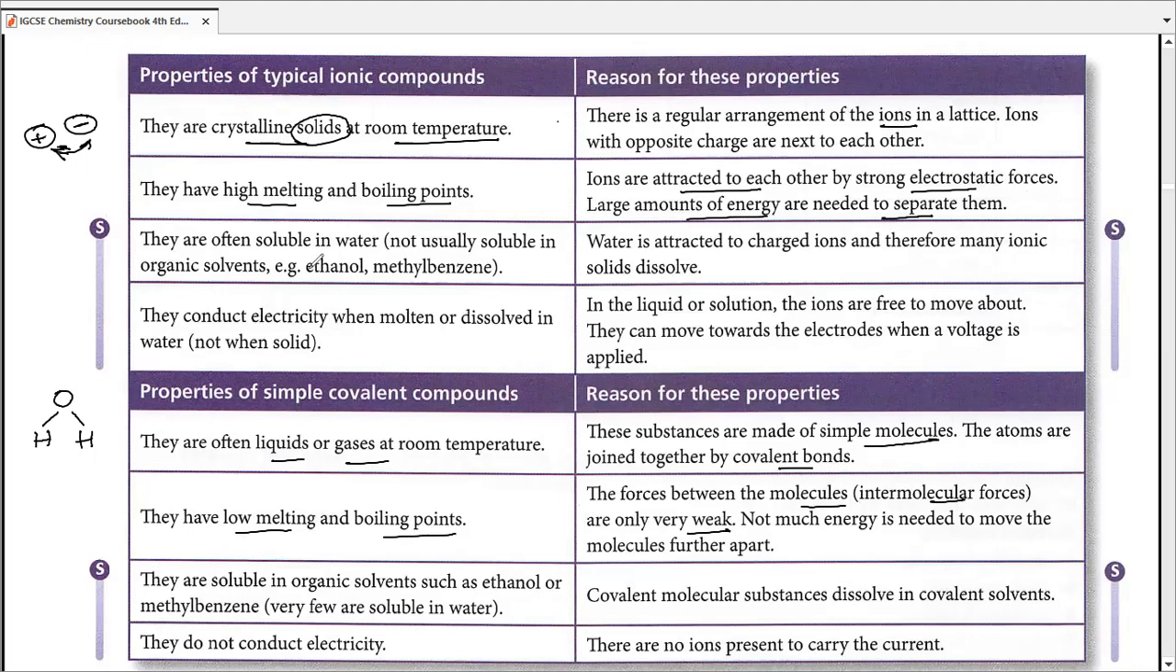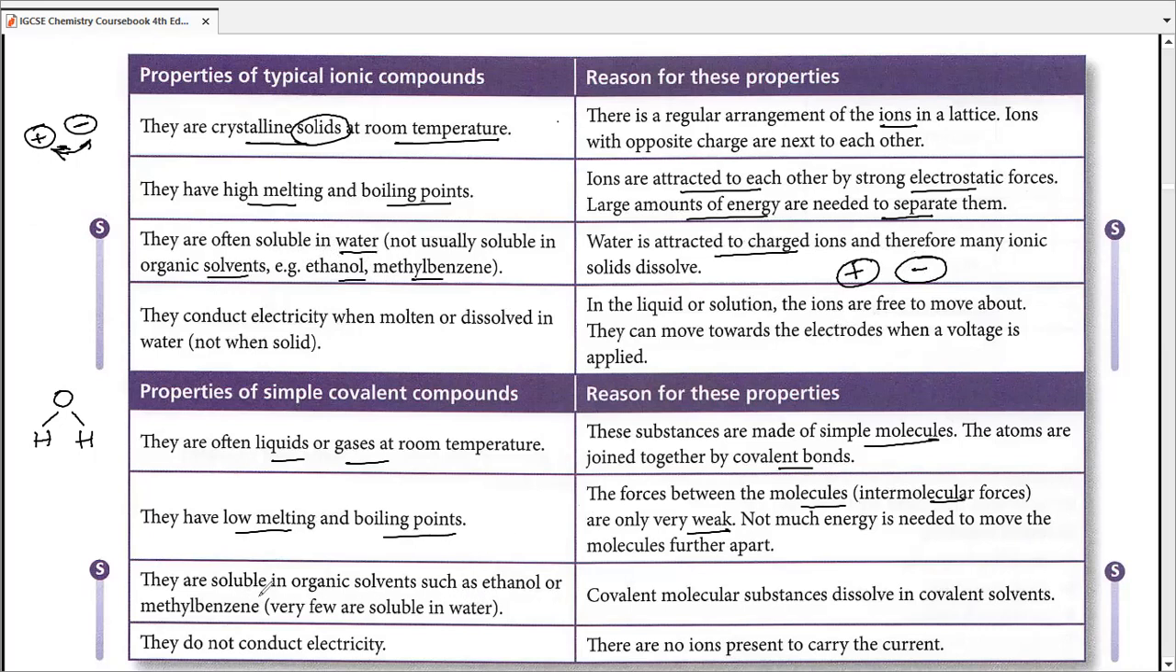If we talk about the third point, ionic compounds are often soluble in water. They're usually not soluble in organic solvents such as ethanol or methylbenzene. That's because water is attracted to charged ions. Water has the capability to dissolve positively and negatively charged ions easily. So they are soluble in water.